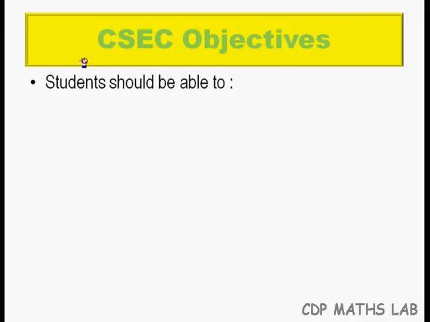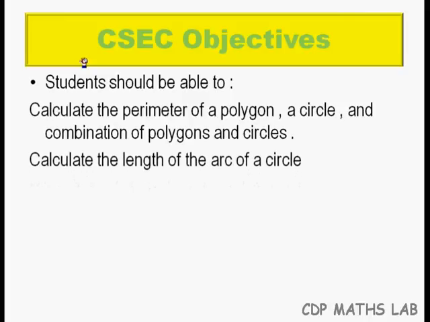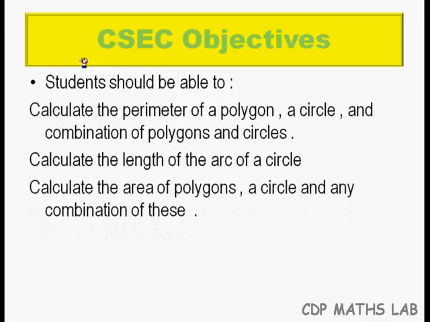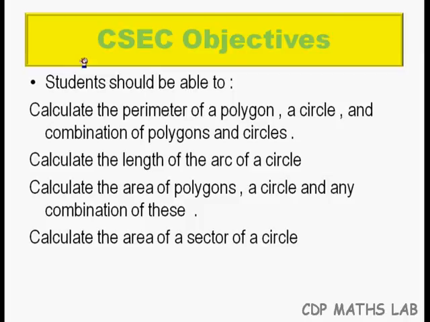CSEC objectives. Students should be able to: 1. Calculate the perimeter of a polygon, a circle, and combination of polygons and circles. 2. Calculate the length of the arc of a circle. 3. Calculate the areas of polygons, a circle, and any combination of these. 4. Calculate the area of a sector of a circle.